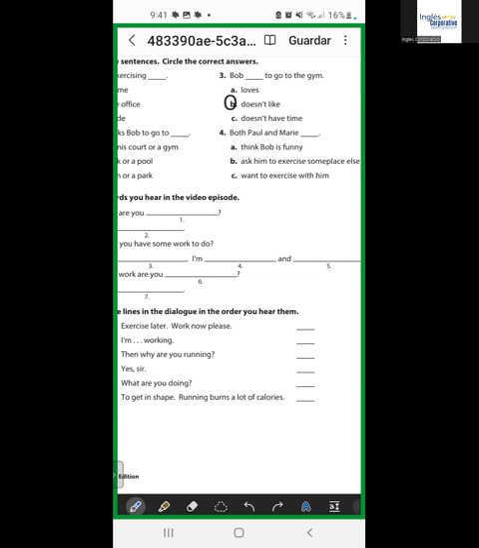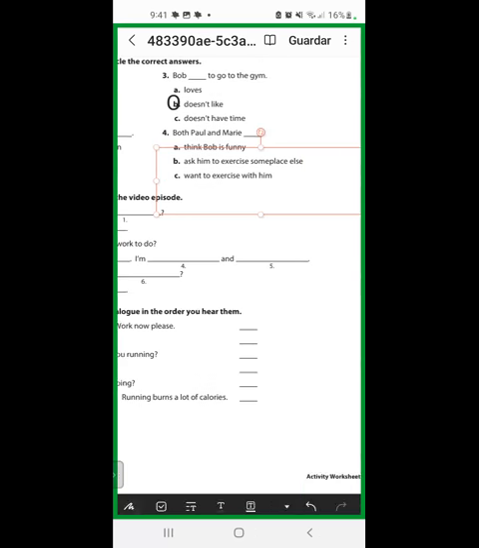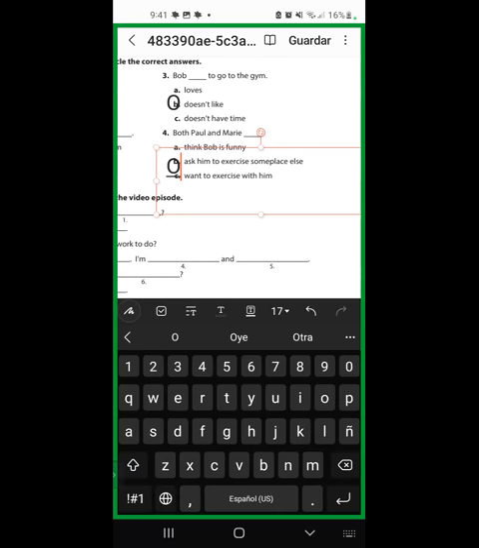No manda hacer ejercicio a otro lado. Esa.